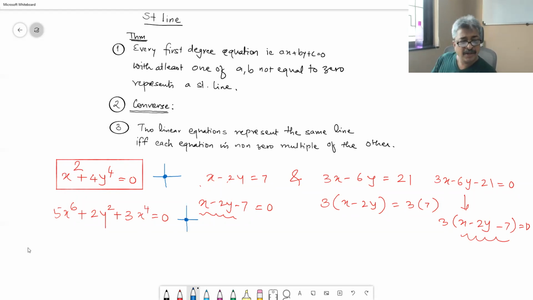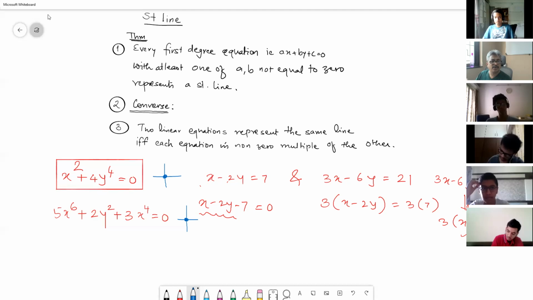Understand this. These are definitely two different looking algebraic expressions, however their solution set is the same, and their coefficients are not proportional to each other. This can happen in higher degree. However, if it is linear, it cannot happen. If two linear equations represent the same geometry, then it will be a straight line by the two theorems proved previously, and their coefficients will be proportional. That is the point that I want to bring to your notice.